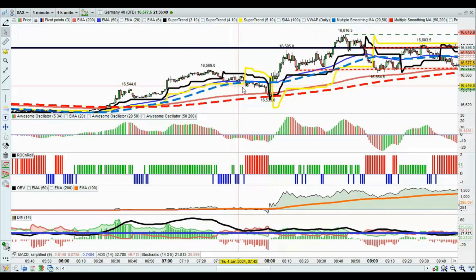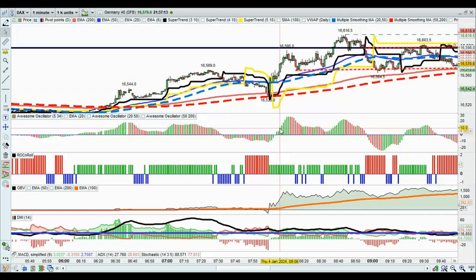So we saw this nice pullback to 16,530 here, which was just bouncing off the 50-200 smoothing average. And then as the FTSE 100 opened, you can see this nice entry here as it pushes through Supertrend 510. So that's where that entry is here.